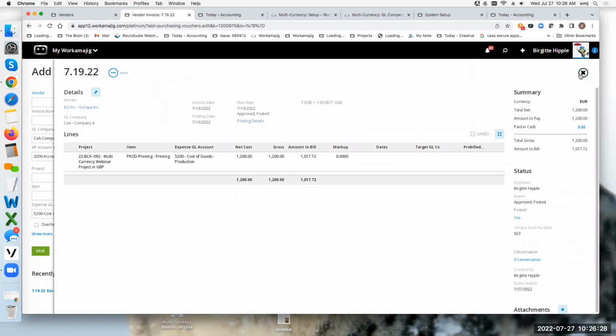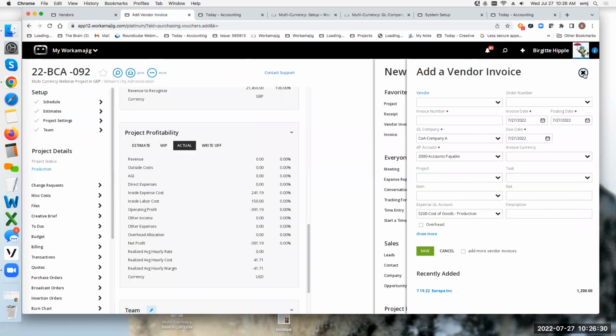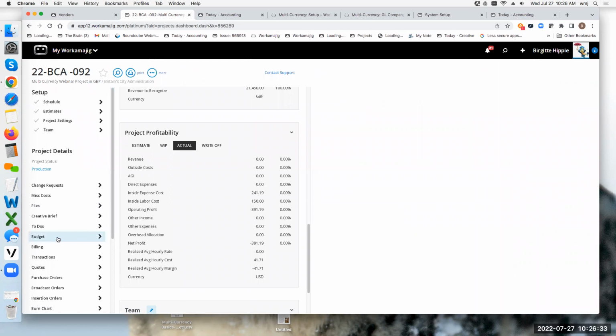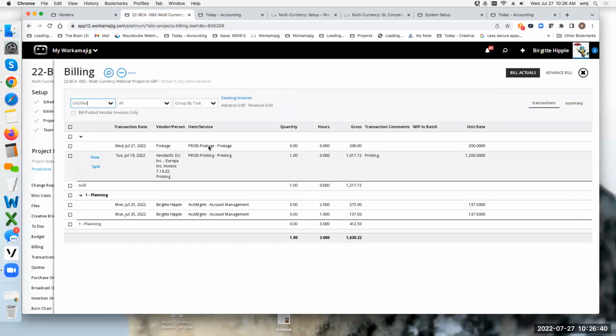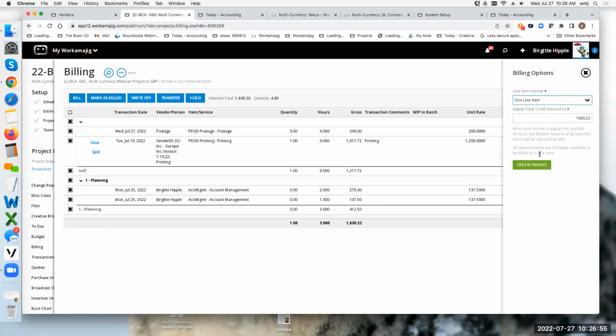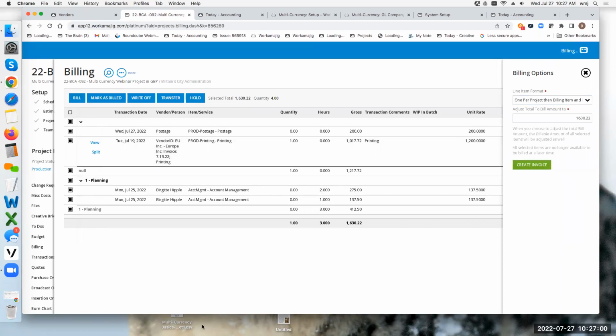So if we've got this vendor invoice on this project and we have some other transactions in here, if I come over to billing, I now have a miscellaneous cost that I need to bill. I've got that vendor invoice, but if you notice, there's the gross to the vendor or to the client. This would all be in GBP. And then I've got some time entries. So if I go ahead and bill all these transactions, and let's do billing item and item just so we can see the detail.